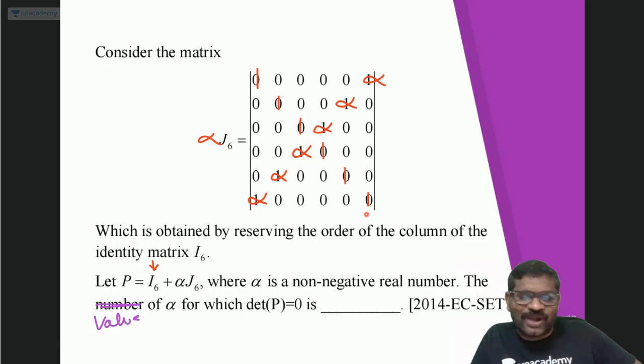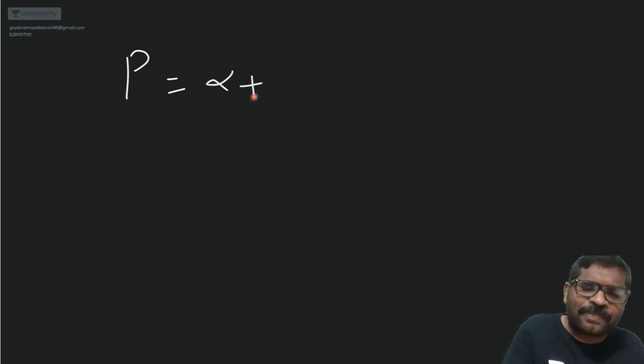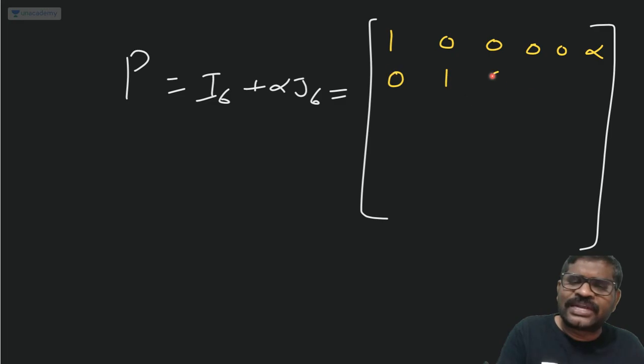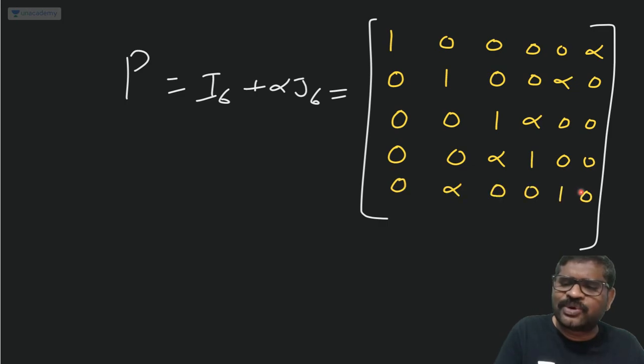So now your matrix P equals I6 plus alpha J6, you will get: 1 0 0 0 0 alpha, 0 1 0 0 alpha 0, 0 0 1 alpha 0 0, 0 0 alpha 1 0 0, 0 alpha 0 0 1 0, alpha 0 0 0 0 1.